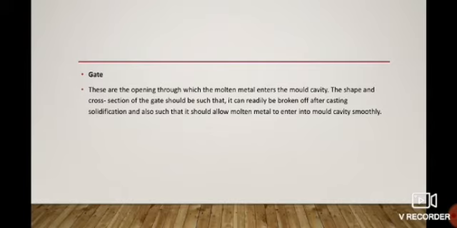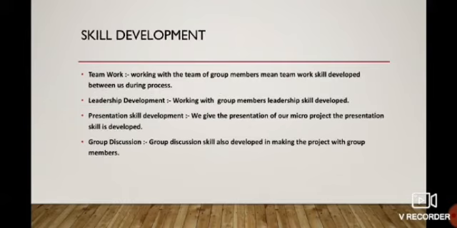Last one is gate. These are the openings through which the molten metal enters the mold cavity. The shape and cross section of the gate should be such that it can readily be broken off after casting solidification, and also such that it should allow molten metal to enter the mold cavity smoothly.